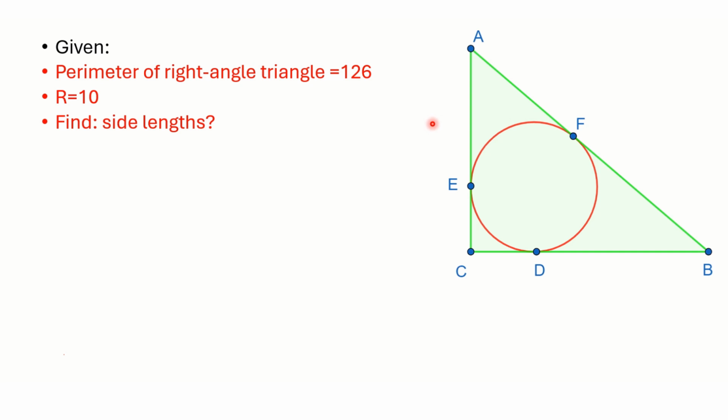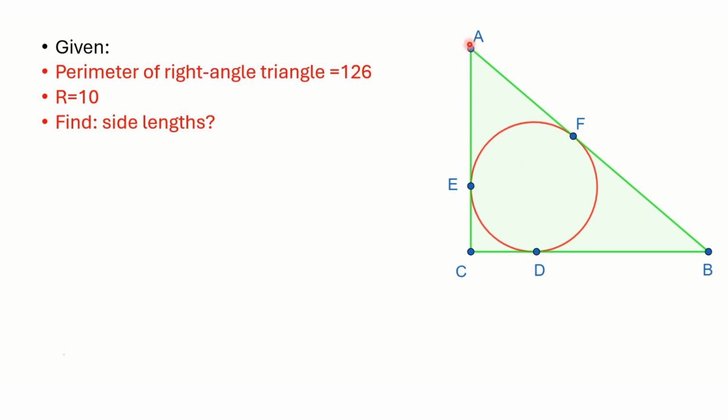Hello friends, in this problem a triangle is given and this triangle is ACB and this is a right angle triangle, so that this angle is 90 degree and there is a circle inside this triangle and this circle is touching the triangle at point E, at point F and at point D.